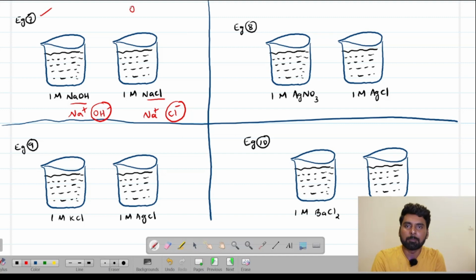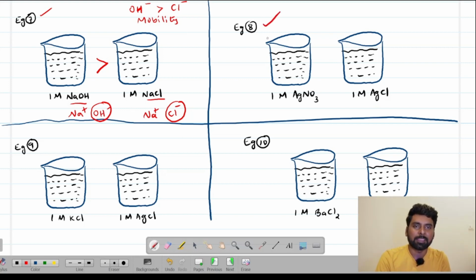So please remember, OH minus speed is greater than Cl minus, okay. Mobility order, very important order. This will move with greater speed. So based on that, I can say that 1M NaOH has greater conductance than 1M NaCl. The reason is the mobility of OH minus ions is more than the mobility of chloride ions. Okay, that is the thing.